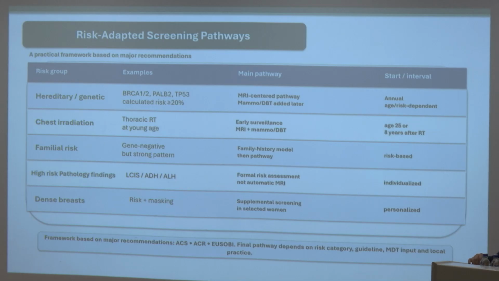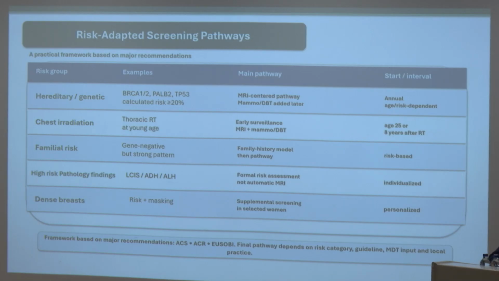To do the mammography and DBT, to add it later, of course, because of the radiation, and we start at younger ages, with annual intervals. For chest irradiation, thoracic at a young age, early surveillance with MRI, mammography and DBT, especially for this, starts depending on the age, or 8 years after the radiotherapy.